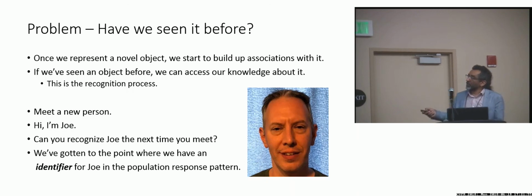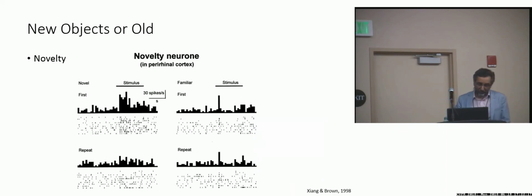So can you recognize Joe the next time you meet? We've gotten to the point where with face space, we have an identifier in multidimensional space that identifies Joe. So how do we use that identifier? Can we then determine what recognition is? Have I met him before? Is he familiar? Have I seen him recently? These are the types of memory functions that go along with object recognition.